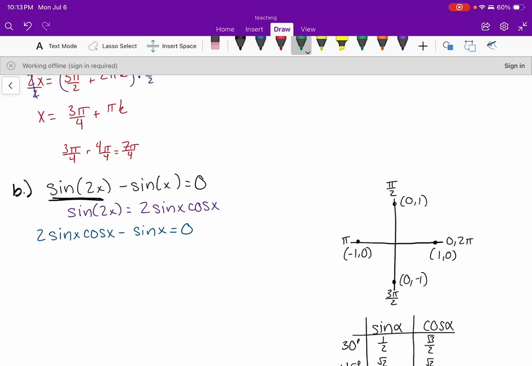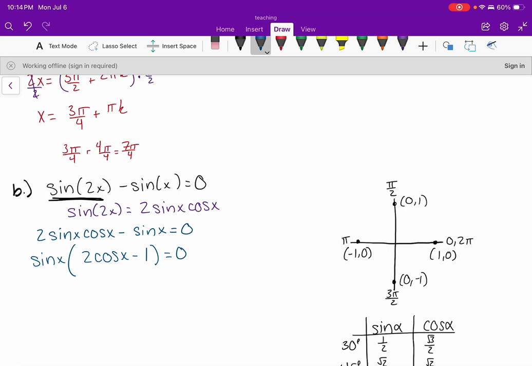Now we have to do some factoring. So right now I have two terms. Both of these terms have a sine in them. That means that I can factor a sine out to the front. If I take sine away from 2 sine x cosine x, I'm left with 2 cosine x. If I take this sine away from sine, I have a placeholder of 1.